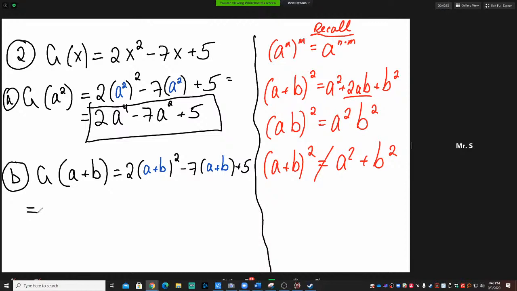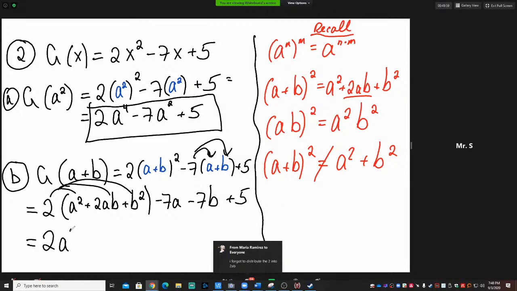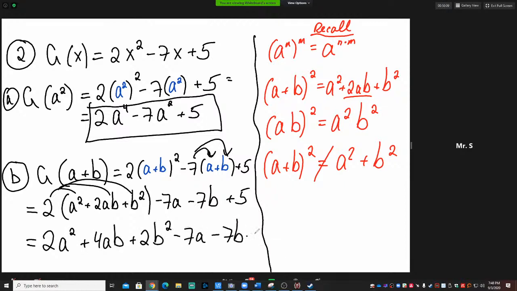So when we keep simplifying, we're going to see the following: 2 times a squared plus 2ab plus b squared. We can distribute this negative 7, that's not a problem, so it's minus 7a minus 7b plus 5. Then we still need to distribute this 2 because we have 3 terms in there. So it's 2a squared plus 4ab plus 2b squared minus 7a minus 7b plus 5.